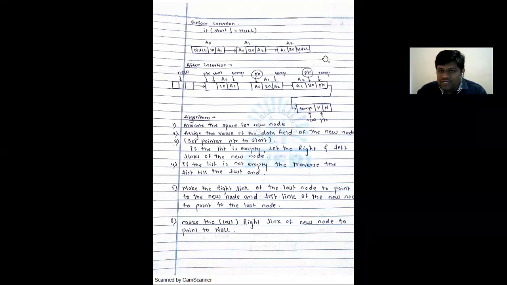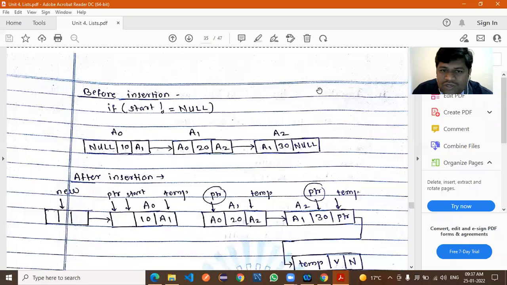All are able to understand the things, right? न्यू ला कनेक्ट झाल्यानंतर न्यू चा प्रिव्हियस पॉइंटर कोणाला कनेक्ट व्हायला पाहिजे? या प्रिव्हियस A2 ला कनेक्ट व्हायला पाहिजे, राईट? So here, the left link of the new node points to the last node, right? And make the right link of the new node point to null. So here I will draw the diagram so that you are able to understand.